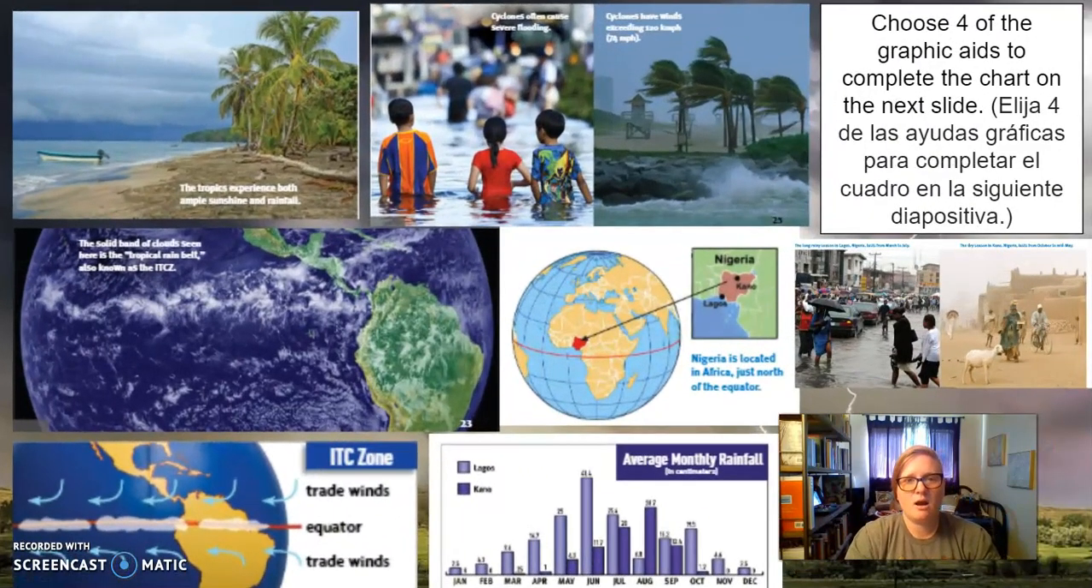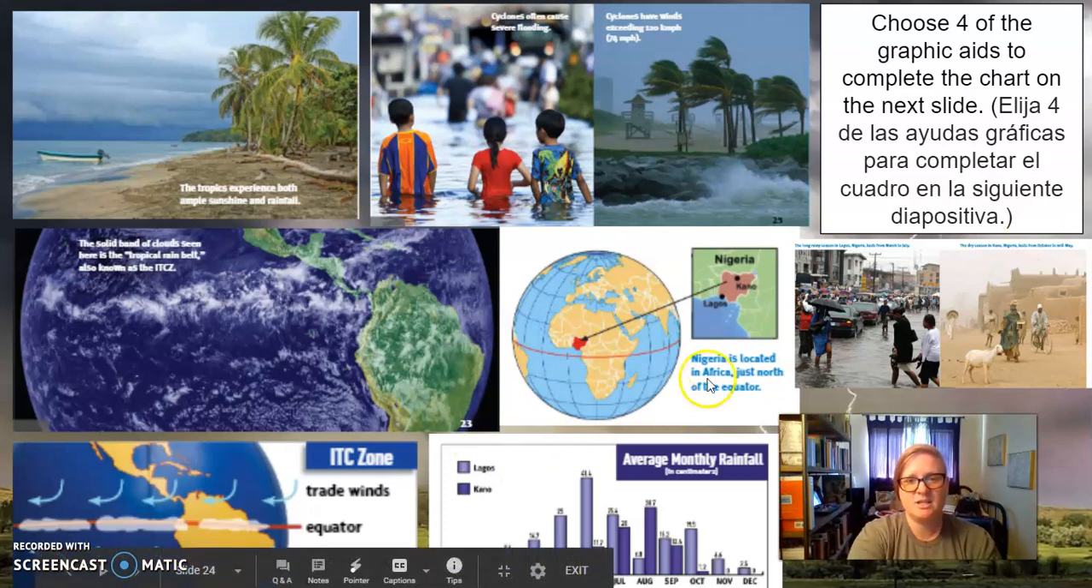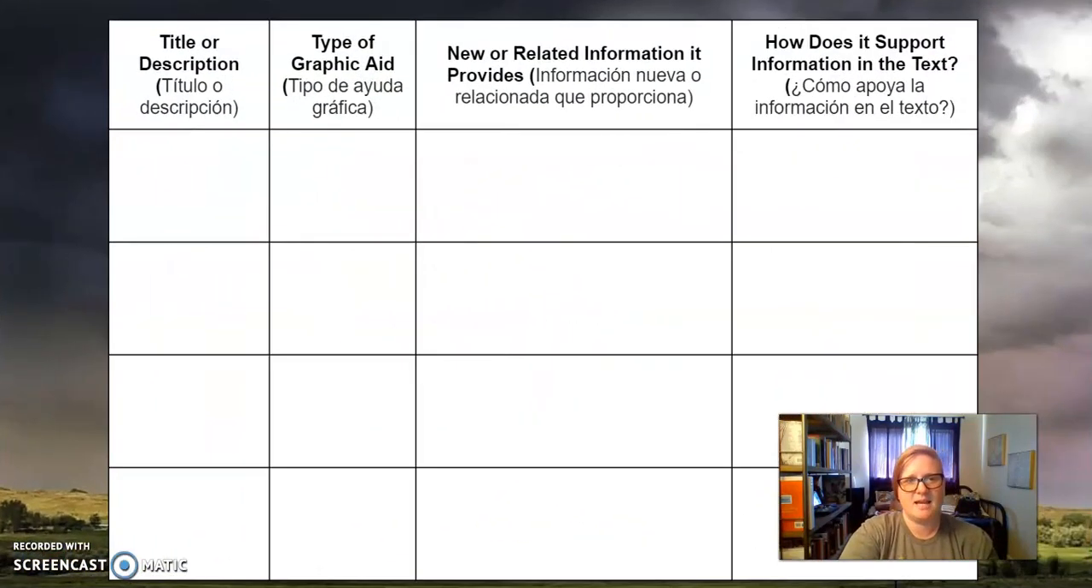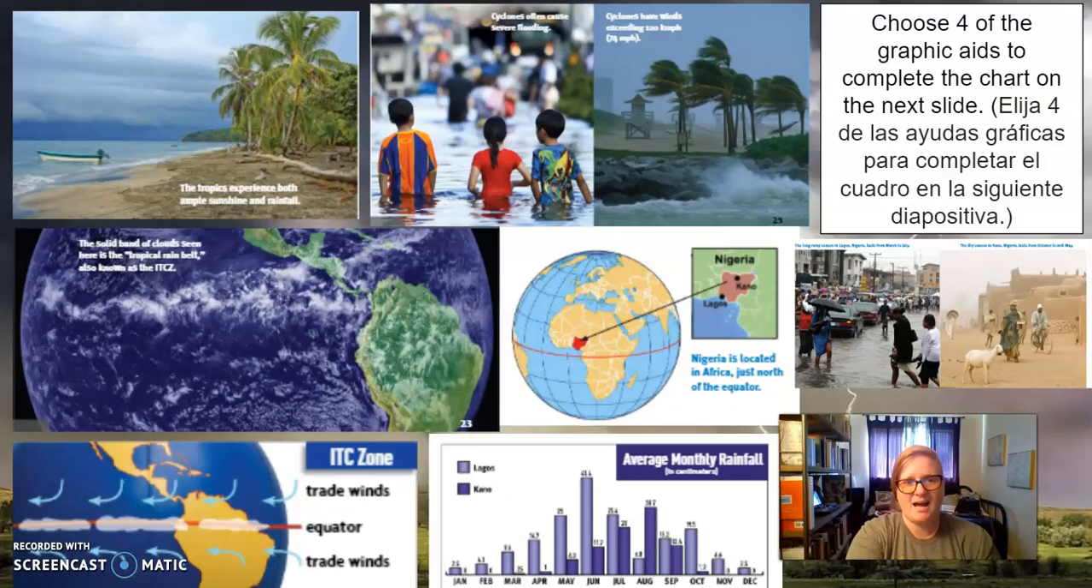So here are all of the graphic aids that were included in that article. So out of all of these, you are going to pick 4 to focus. Well, technically, you're going to pick 3 because I'm going to choose one. But you are going to focus on 4 of those, and then you're going to complete the chart on the next slide. So one of the ones that I'm going to do, and it's just for me to show you how to do this, is I'm going to be focusing on this one. The tropics experience both ample sunshine and rainfall.